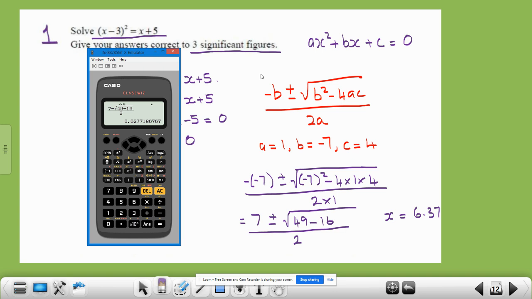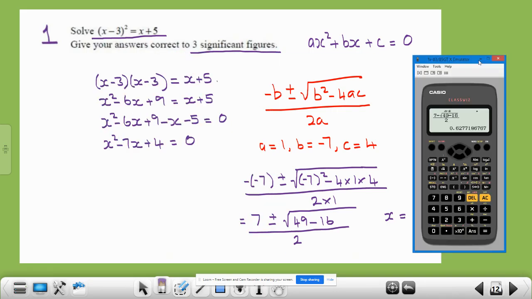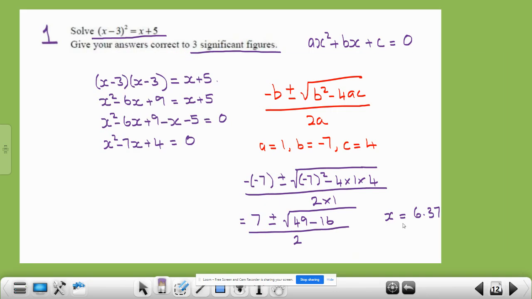0.6277, etc. Three significant figures, so we're going to cut off after 3 decimal places. But because there's a 7 immediately after that, we need to remember to round up. So it'll be 0.628. And there we have done that first quadratic.